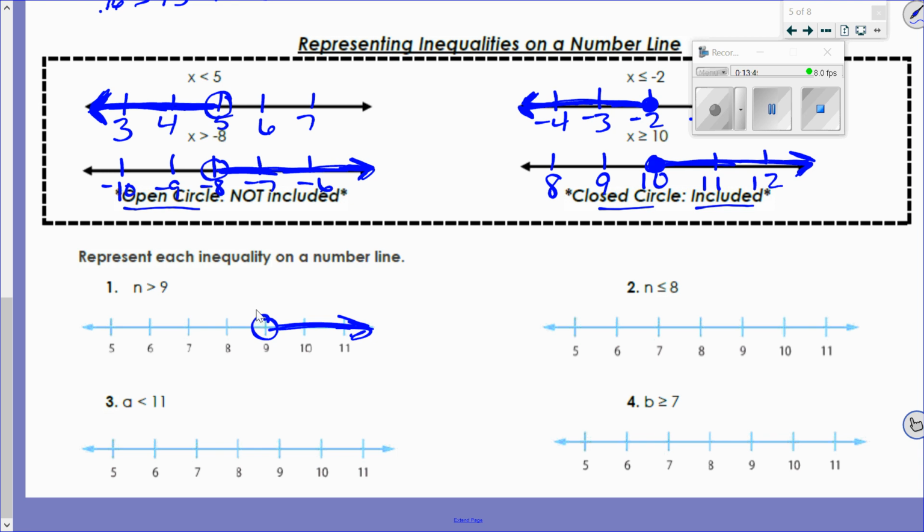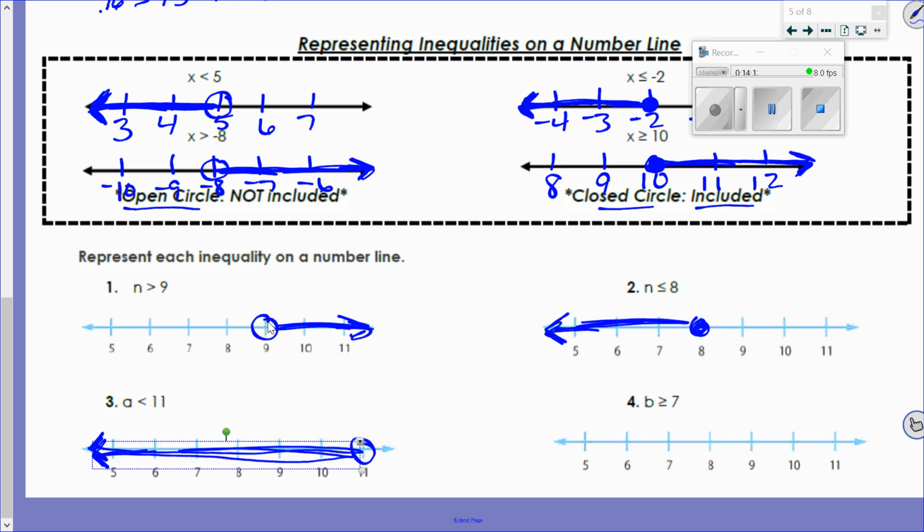Is 8 less than or equal to 8? Yes, that means it's closed. Is 7 less than or equal to 8? Yes, it goes that direction. Is 11 less than 11? No, so that's open. It's not included. Is 10 less than 11? Since they only gave me one option on my numbers here, that means all those and the arrow.